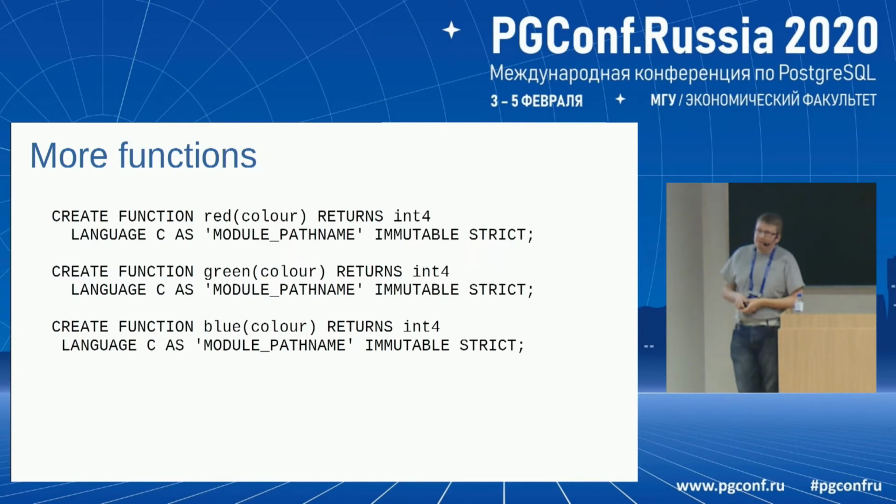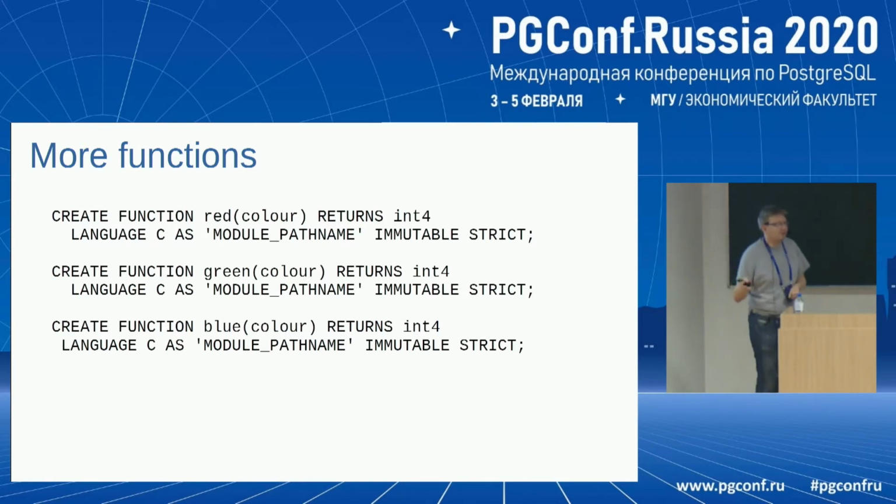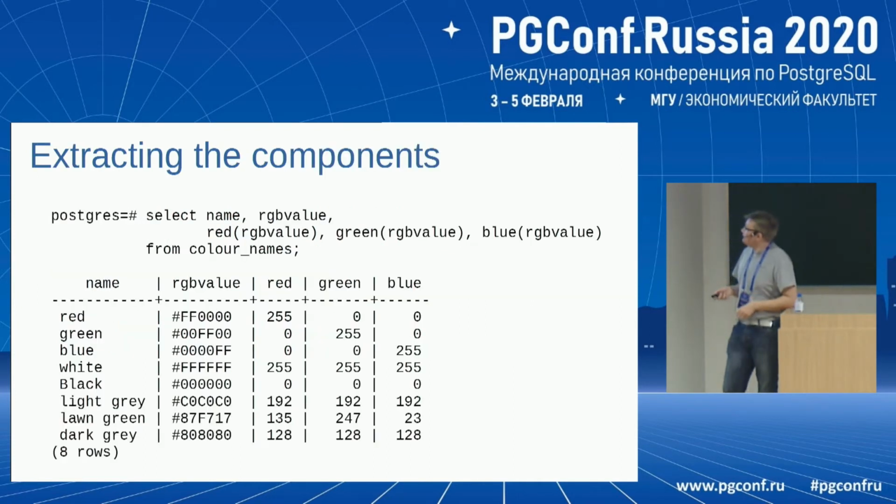Next, I'm going to define a few more functions, just because typically you want to do some stuff with your data types. I'm not going to show or go through the details of the C functions, but let's define 3 functions to extract the red and the green and the blue components, and then you can use them in queries as well, and you can see how that works.